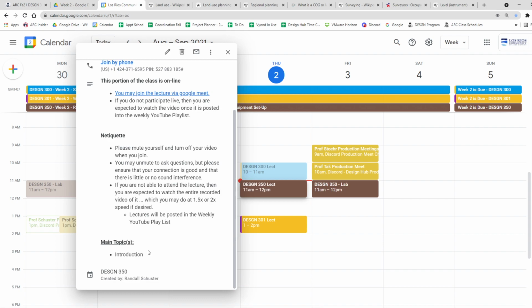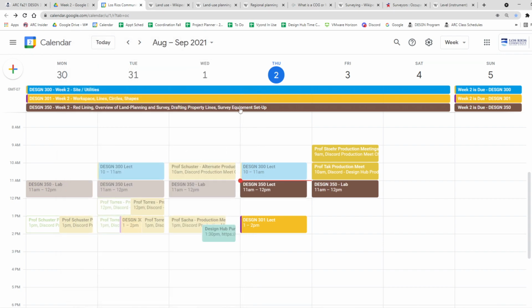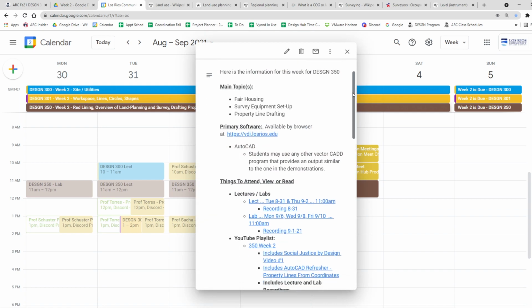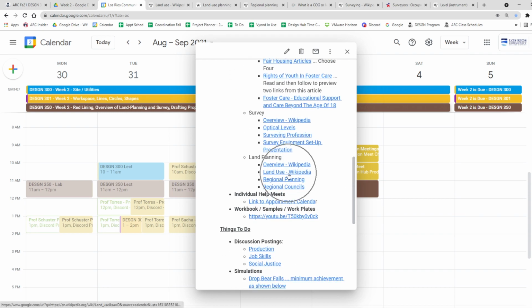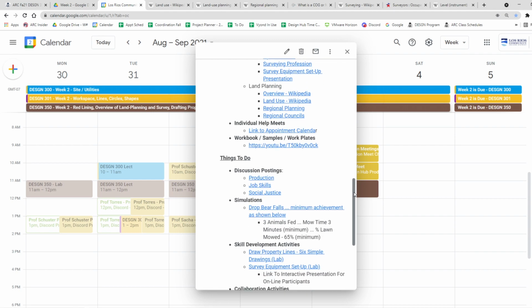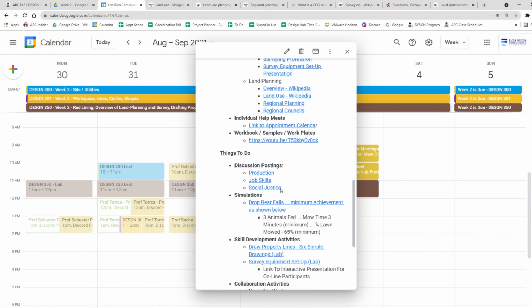I don't think I wrote down what we're going to be doing today. But you'll see from our weekly list that we talked a little bit about fair housing last time and a little bit about youth and foster care. Now we're going to talk about land planning and survey as the primary things to work on. And then I'll also do a little bit of review, or preview, of the discussions.